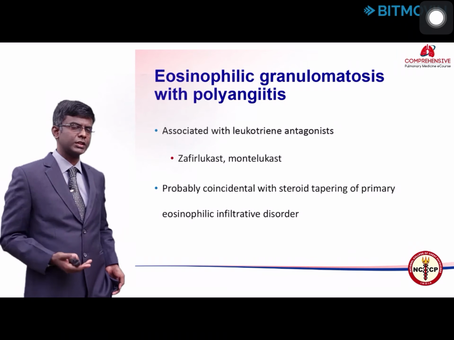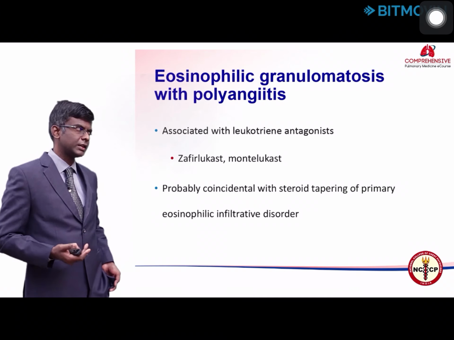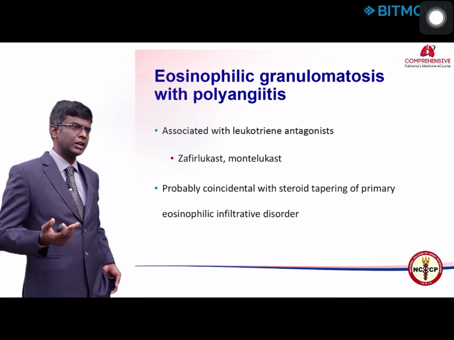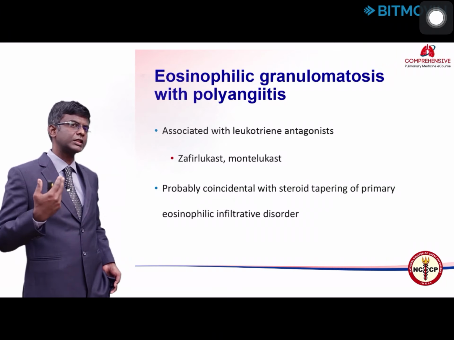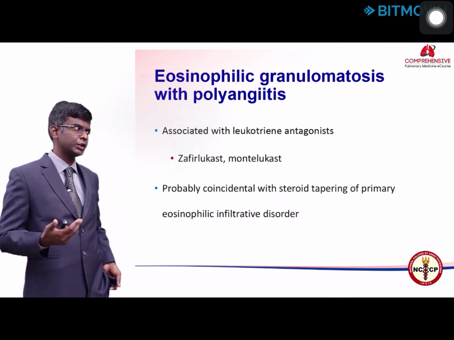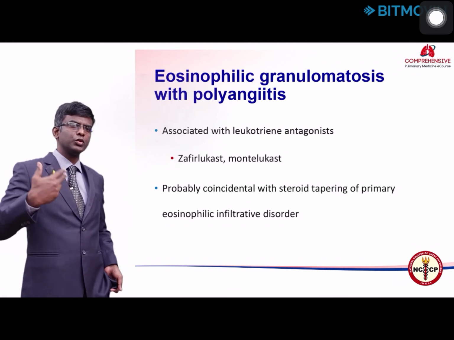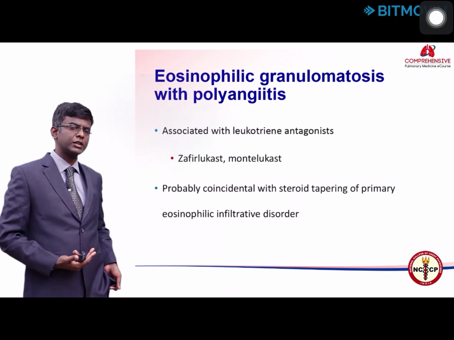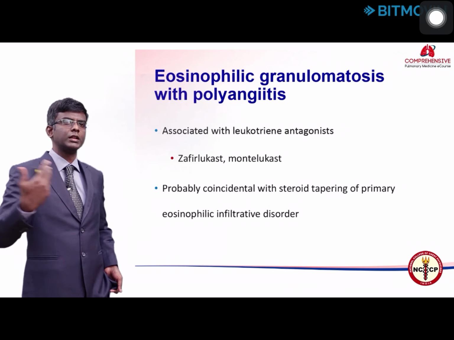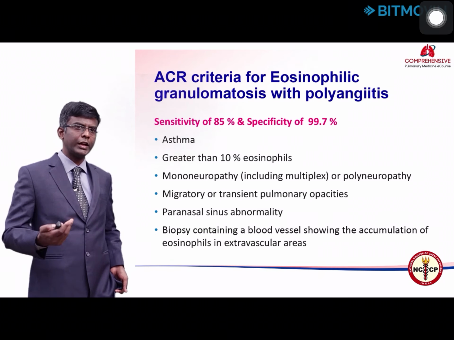There is some association of EGPA with leukotriene antagonists like montelukast, and probably it is only coincidental and not causative. It is coincidental with steroid tapering of primary eosinophilic infiltrative disorder. So, once you start montelukast, you start tapering the systemic steroid the patient is on, and then the EGPA manifests. How do you diagnose EGPA?